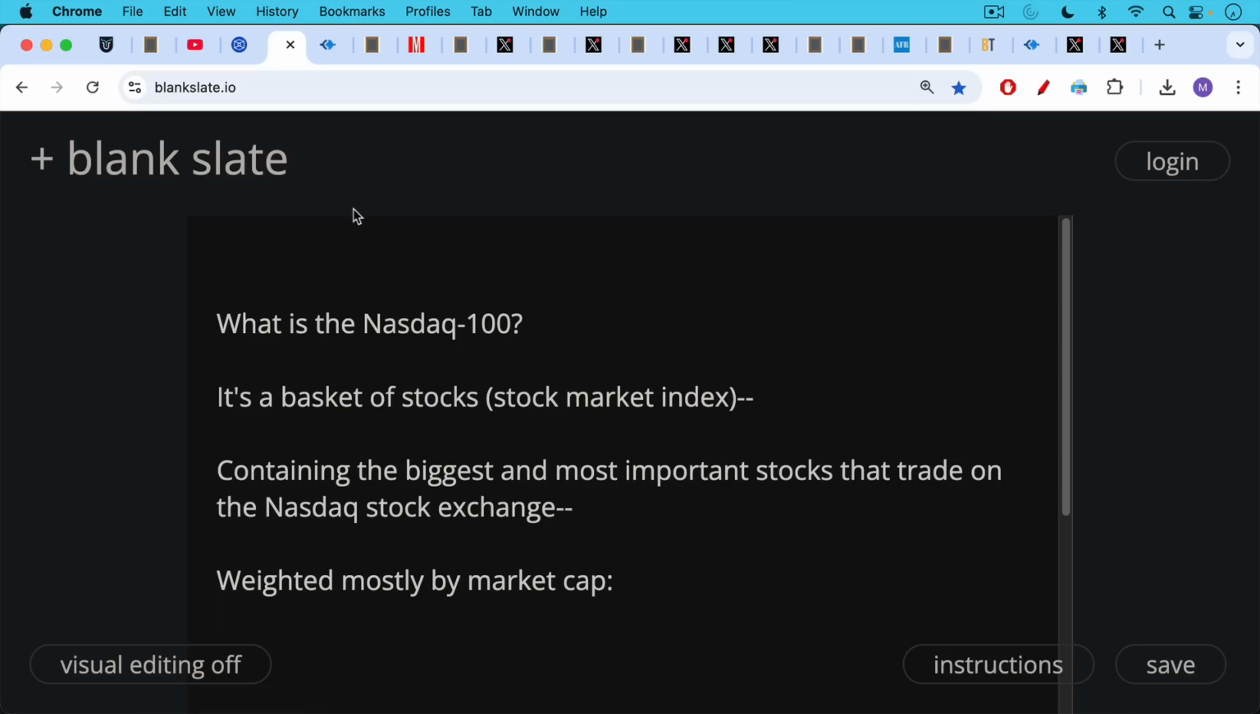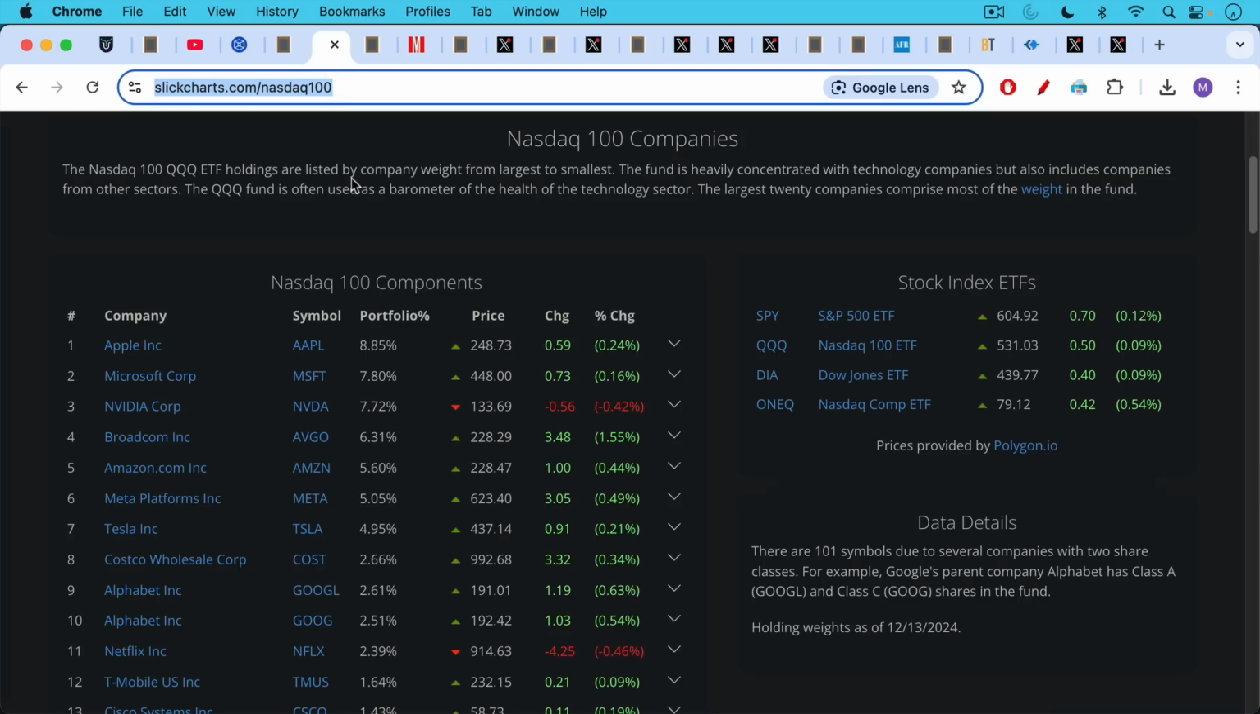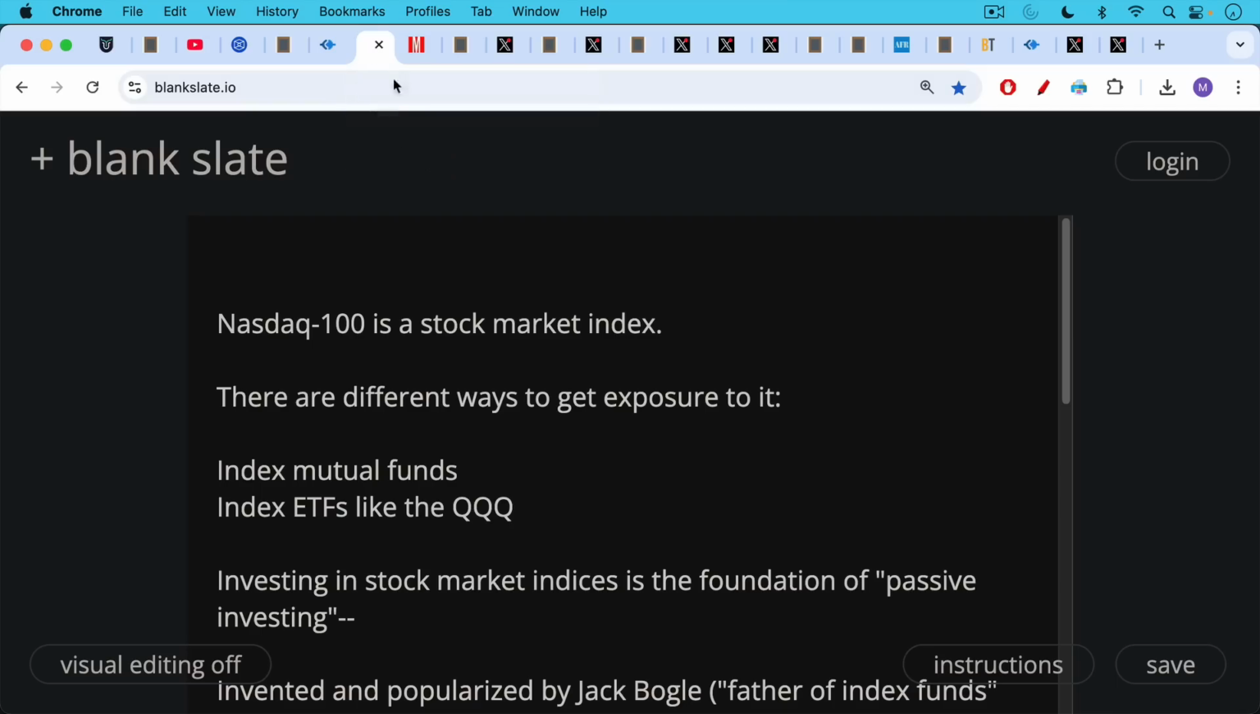What is the Nasdaq 100? It's basically a basket of stocks, in other words, a stock market index containing the biggest and most important stocks that trade on the Nasdaq stock exchange, weighted mostly by market cap. So the larger the market cap, the larger the weighting in the index. We can see here that the top index components include the big tech stocks like Apple, Microsoft, Nvidia, Broadcom, Amazon, Meta, Tesla down at number 7.